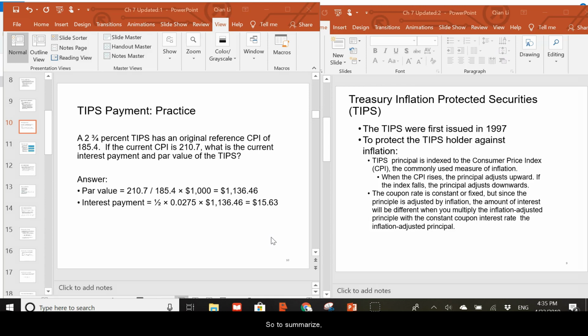So to summarize, to calculate the TIPS par value and interest payments, we'll compare the current CPI and the original reference CPI to see how much the par value is adjusted. And then we will use the newly adjusted par value multiplied by the coupon interest rate to calculate the interest payment for the whole year. And then we divide it by 2 to calculate the interest payment every time, or say every 6 months.